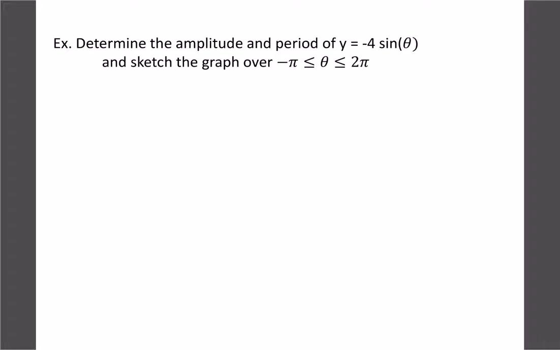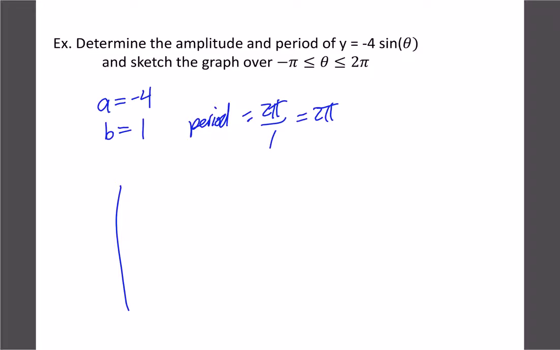Okay, so let's try another one. This one we've got our A of negative 4, and our B in this case is 1, which means our period is 2 pi over 1, which would just be 2 pi. So in this case, we've got a regular horizontal, but our vertical got stretched. So we were going from negative pi to 2 pi, so let's sketch that out.